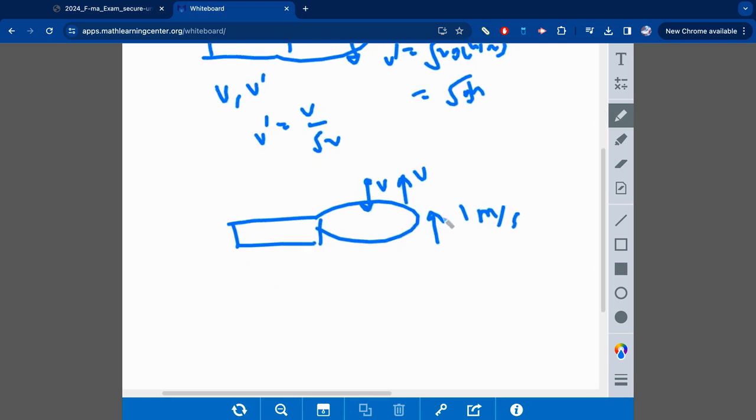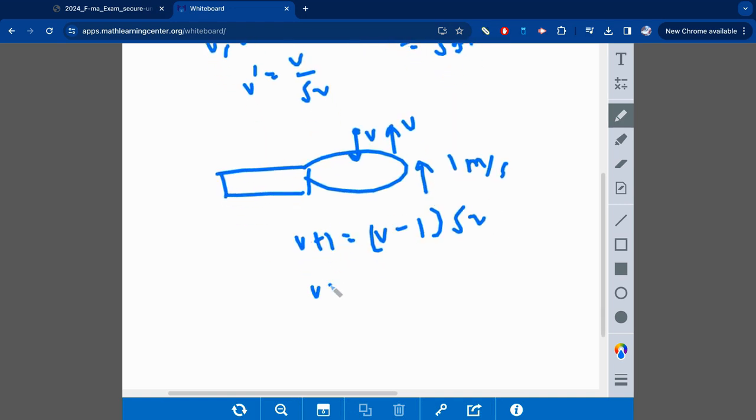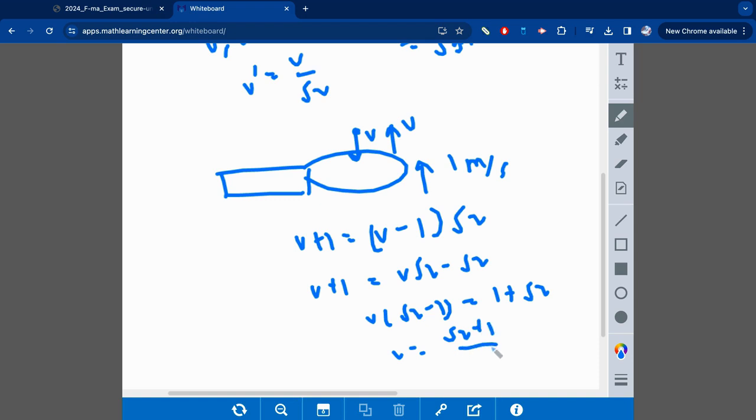But in the reference frame of the paddle, initially it's moving at v plus 1, and its final velocity is v minus 1. So v plus 1 equals root 2 times v minus 1. So now we can solve for v. So we need v root 2 minus v equals 1 plus root 2. So v times root 2 minus 1 equals 1 plus root 2. So v equals root 2 plus 1 over root 2 minus 1.